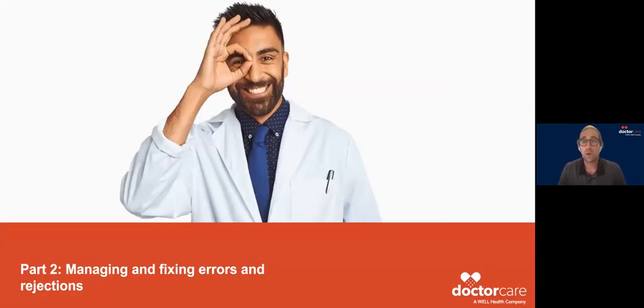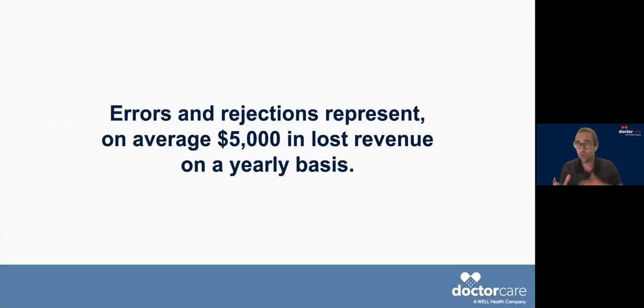Okay, so moving on to part 2 now, and this has been a very big topic we've had during COVID, right? This is managing and fixing your errors and rejections. We have seen an influx of errors during COVID. So historically, what we found is that errors and rejections represent on average about $5,000 in lost revenue on a yearly basis. This is probably a lowball from what we've seen in the last year over COVID. We've seen an increase in errors.